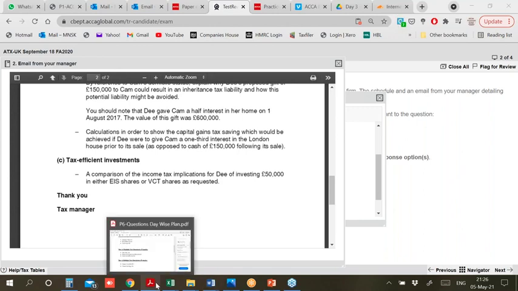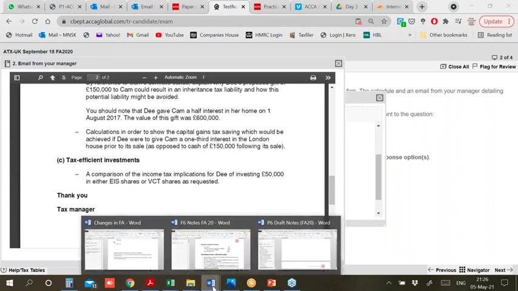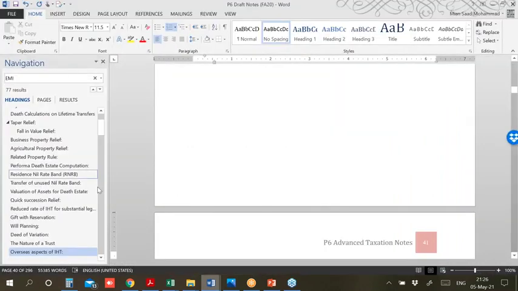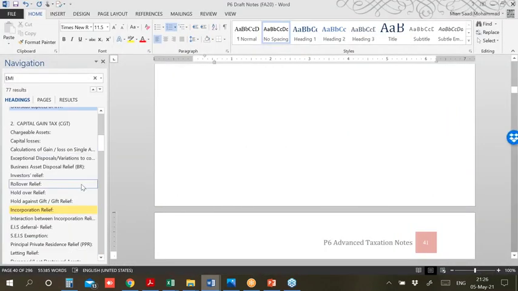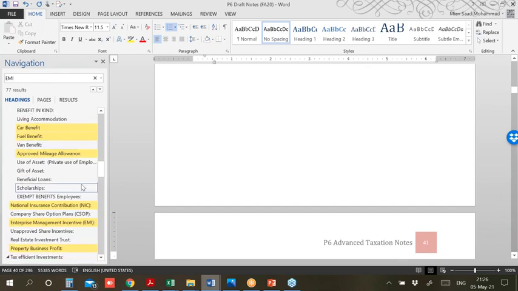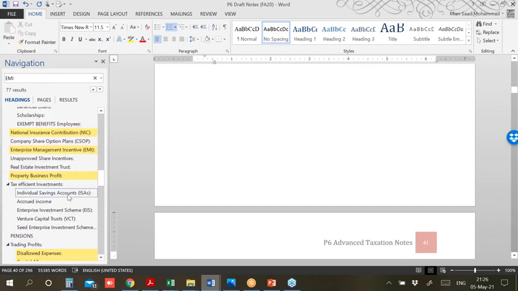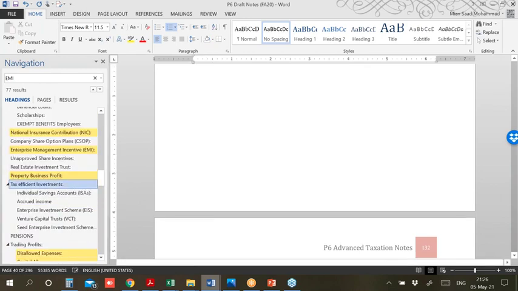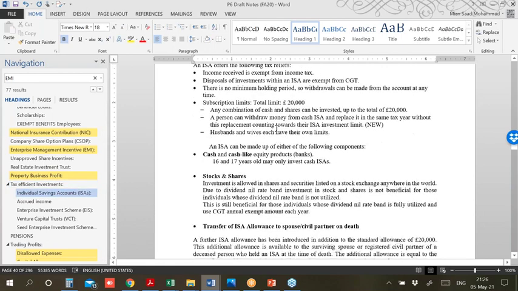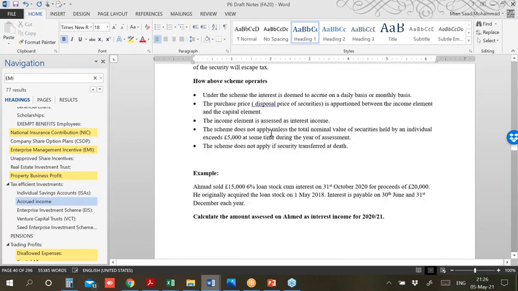Okay guys, so let's quickly revise VCT and EIS implications. In my notes, there is a separate section for tax efficient investment schemes in the income tax. I'll take you there. That is tax efficient investments. In that you can find ISA, it is a tax efficient investment scheme.